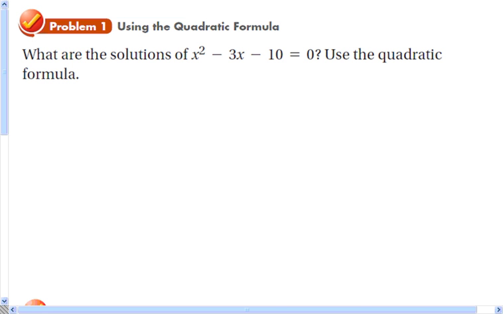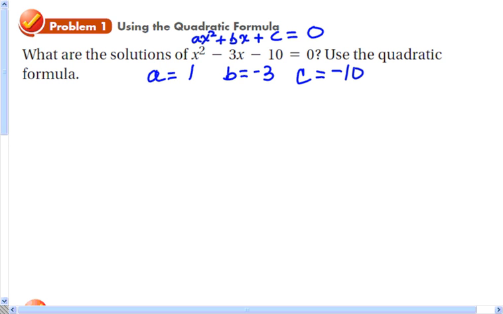Okay, so in order to use this, you need your equation to be in standard form. And you need to identify what a is, what b is, and what c is. In this problem, a is the coefficient of the squared term, the quadratic term, so a is 1. b is the coefficient of the linear term, which is -3, and c equals the constant, which is -10. And the reason those are negative is because in standard form, we have addition. So we're actually adding a negative there.